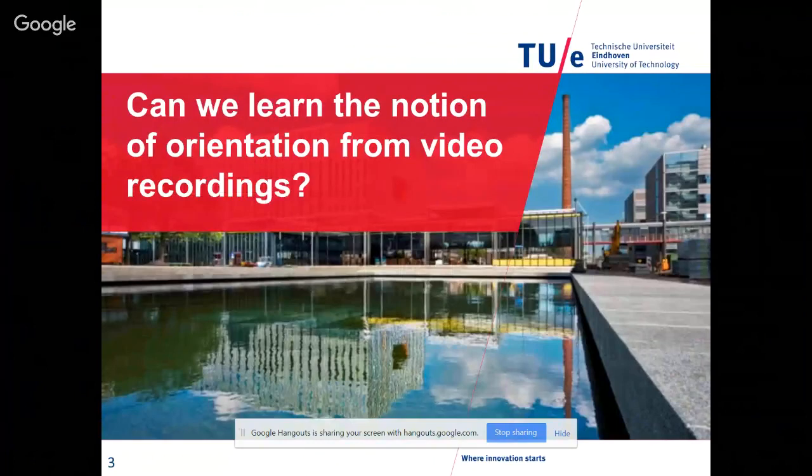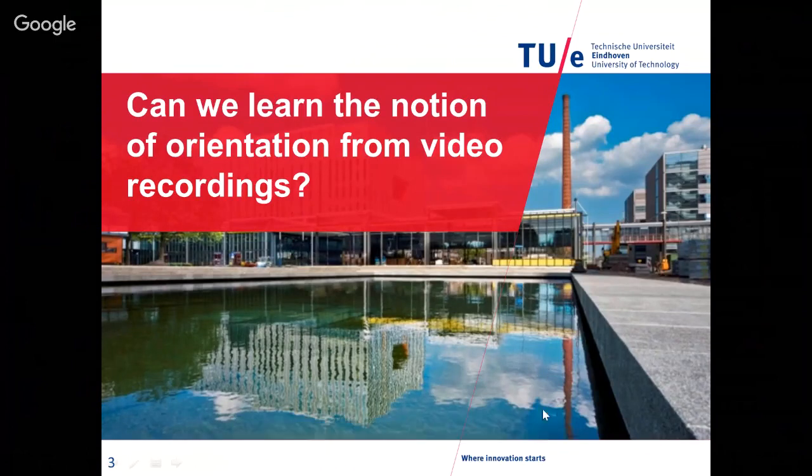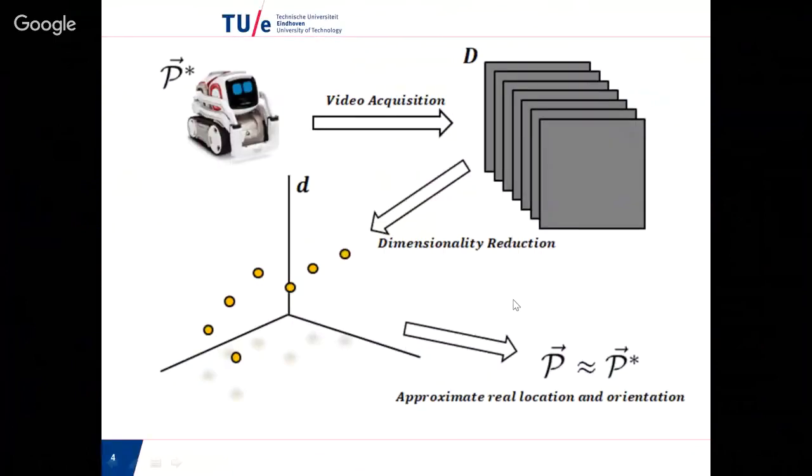So recall, what is the main research question of this project? It is whether we can learn the notion of orientation from video recordings. The basic setting of this project is that we will be having a small robot that will be taking video images from its surroundings. Each of these images is produced at a certain position. Each position will be storing the value of the true orientation of the robot.